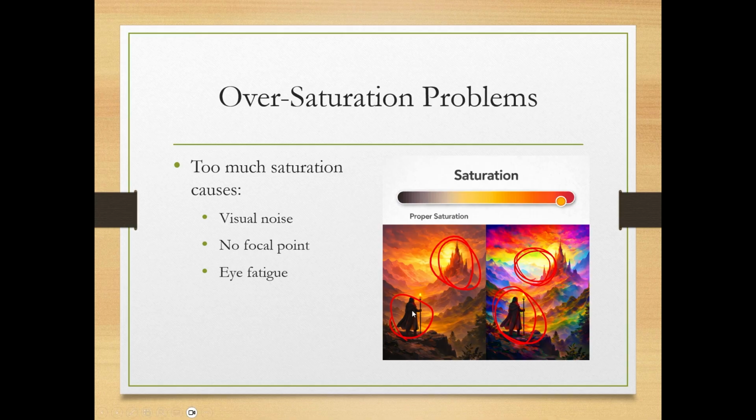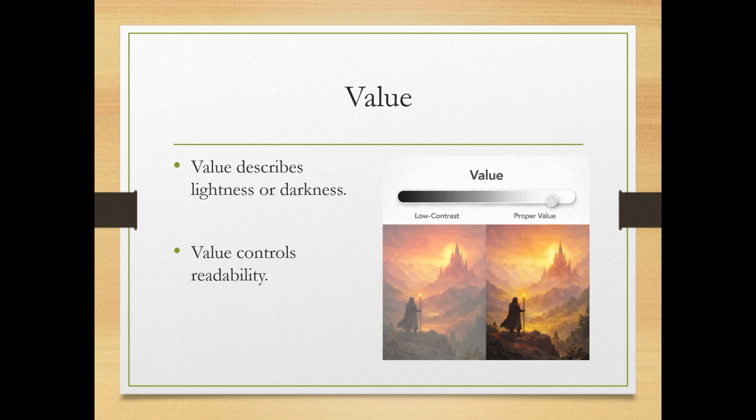So what this first image has that this second one doesn't have as well is we have a very high contrast between the subject and the castle, and that's getting a little bit lost here because this hue is so bright. So getting into value, value is going to be how we achieve contrast, and it's going to describe the relative lightness or darkness of an image.